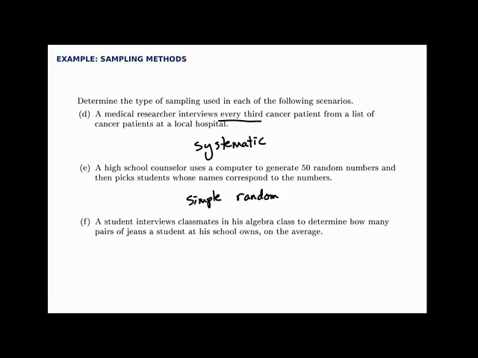Lastly, a student interviews classmates in his algebra class to determine how many pairs of jeans a student at his school owns on the average. Notice here that this student is looking for information about the whole school, but rather than looking at a full student list and selecting randomly from them, or selecting every 3rd student, or even dividing them into groups, the student just asks the students nearby, the students that are in his class, next to him, which makes this a convenient sample.